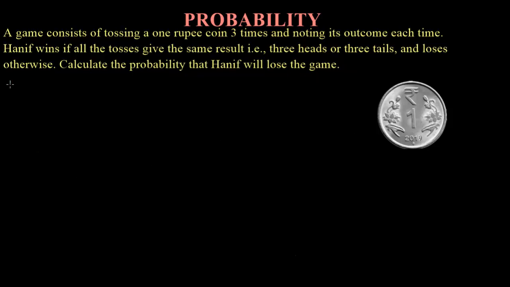So we need to first write all the sample space, or the number of outcomes. What are the possible values you can have? Like how we did for the die, the same thing we need to consider for this. So maybe first time head, second time head, third time also head. Okay, so this is the first outcome you can have. Then first 2 times head, third time tail.